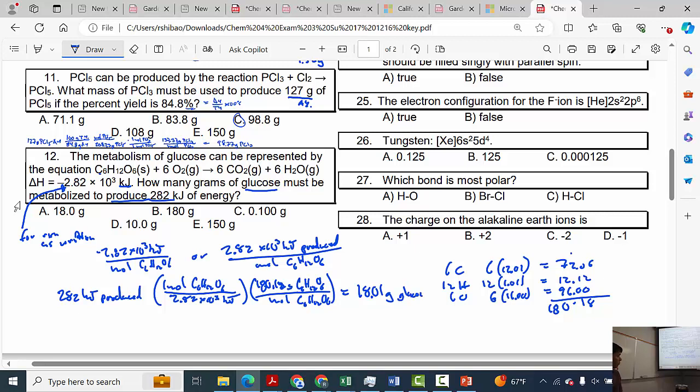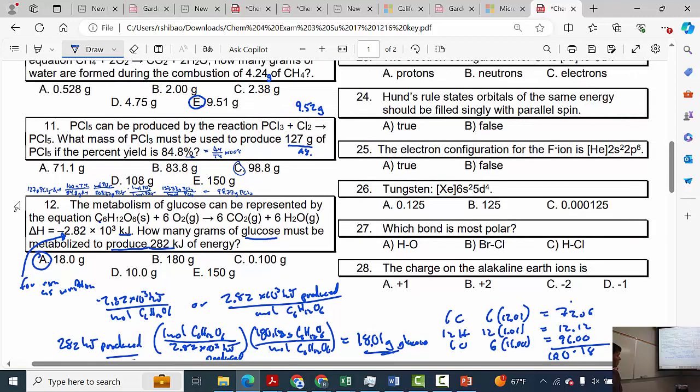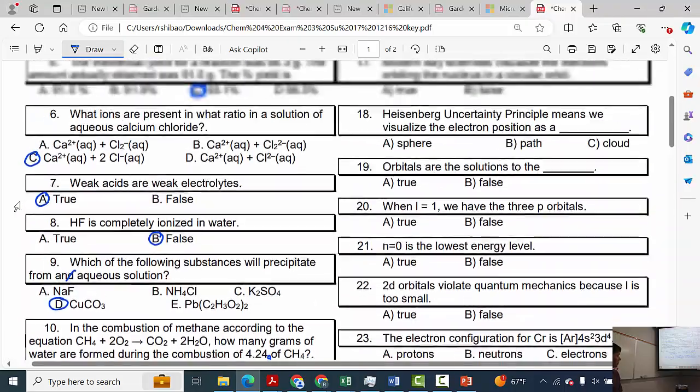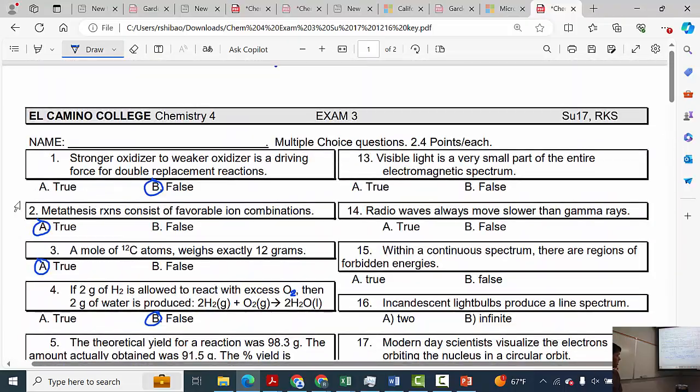This is an exothermic reaction, correct? Yeah, this is exothermic. I know because it's just to produce. So rather than negative, I'd say produced. On this one too, produced. Otherwise, I have to change the sign back to negative. You're right.